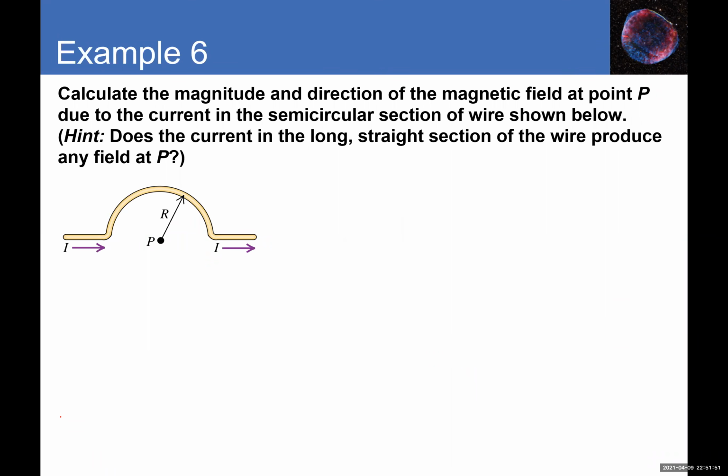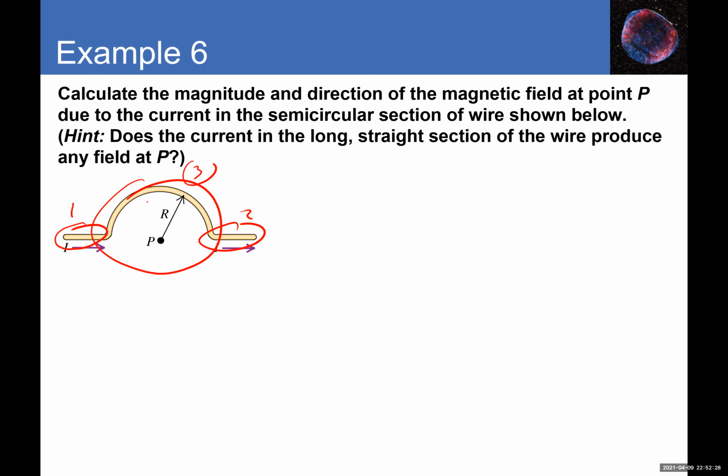So here's one more example. We can combine those two things that we just learned. We're going to calculate the magnitude and the direction of the magnetic field at point P due to the current in the semicircular section of the wire shown below. Hint: does the current in the long straight section of the wire produce any field at point P? Our goal is to find the total magnetic field at point P. To do that, we break this down into three segments: segment 1, segment 2, and the semicircular one is segment 3.